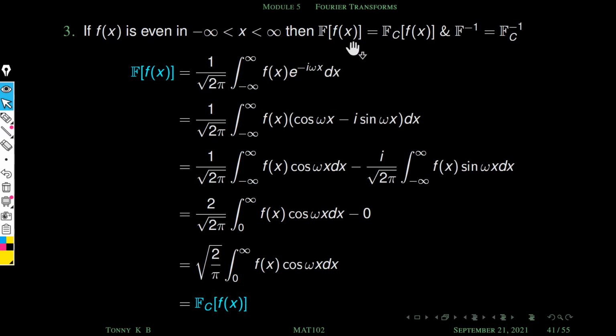As a direct consequence, by the definition of the inverse, their inverses are the same because the transformations are the same. So for taking F inverse, suppose we know the original function is even. Then instead of F inverse, you can apply Fc inverse, the cosine inverse.